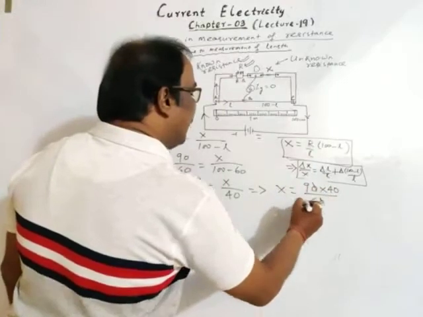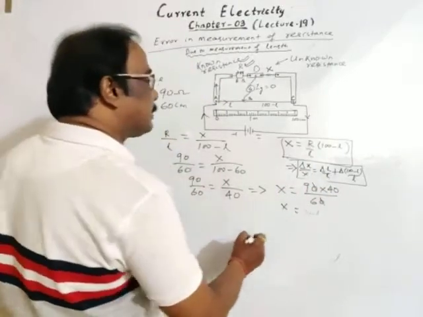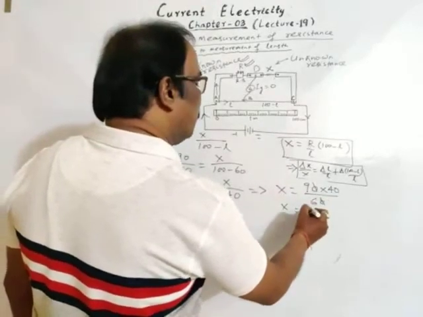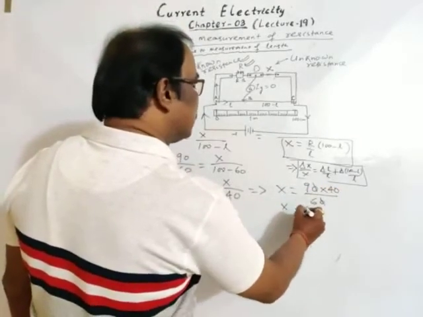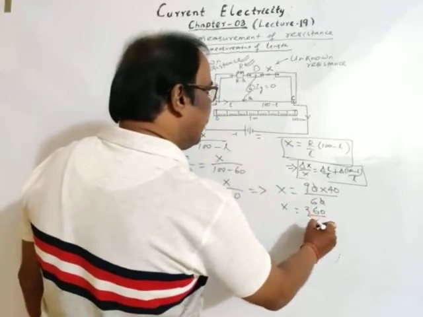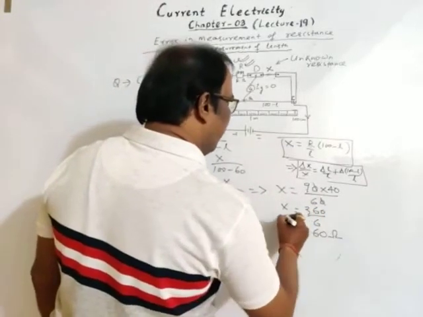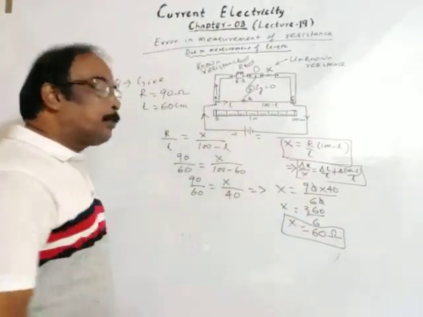So this implies X is equal to 90 into 40 divided by 60. Zeros get cancelled, so X is 360 divided by 6, which means X is equal to 60 ohm.